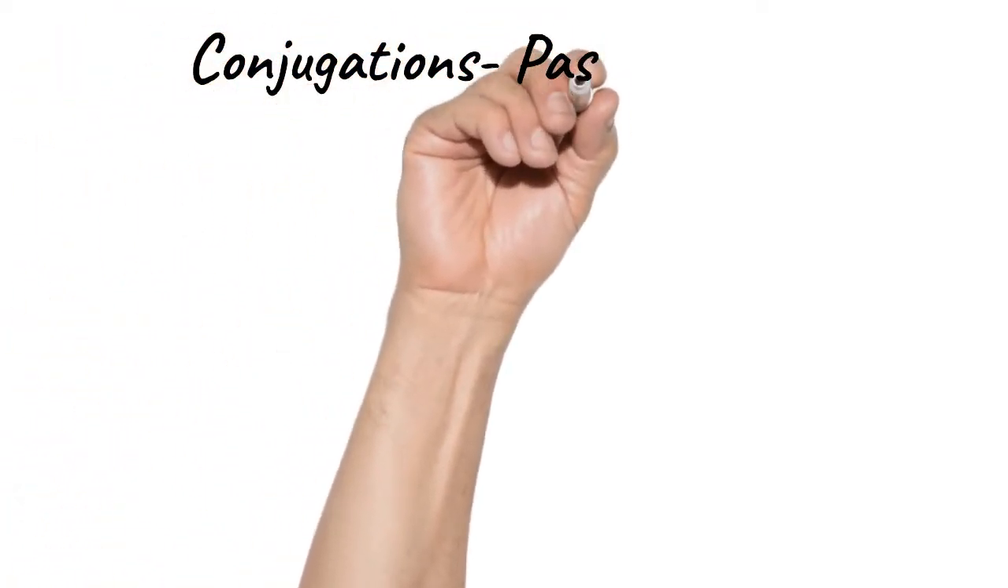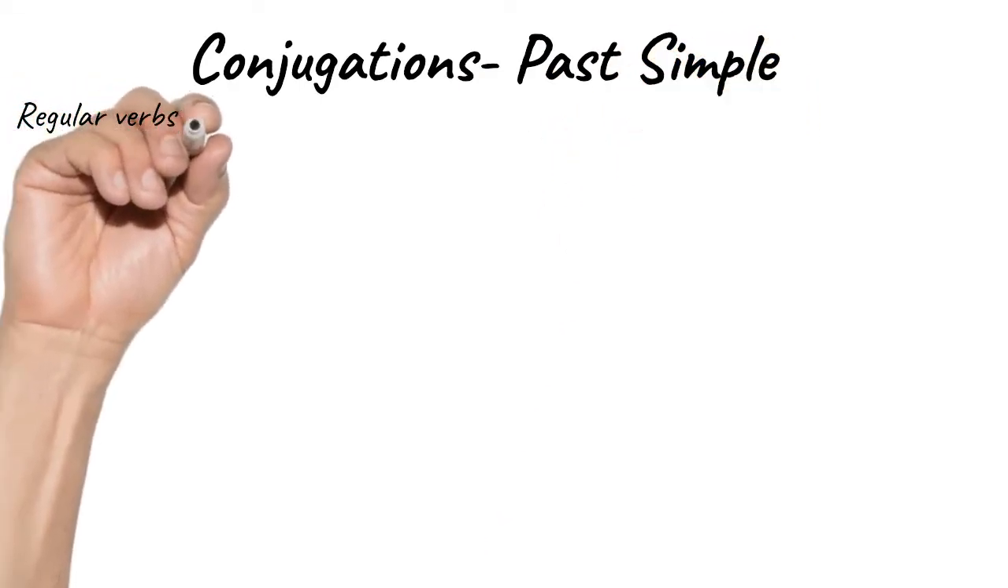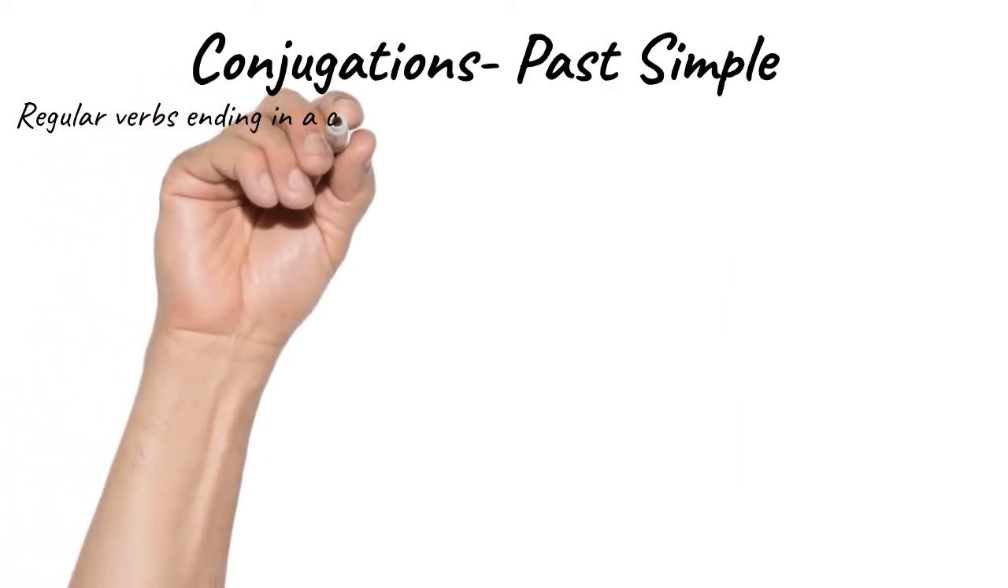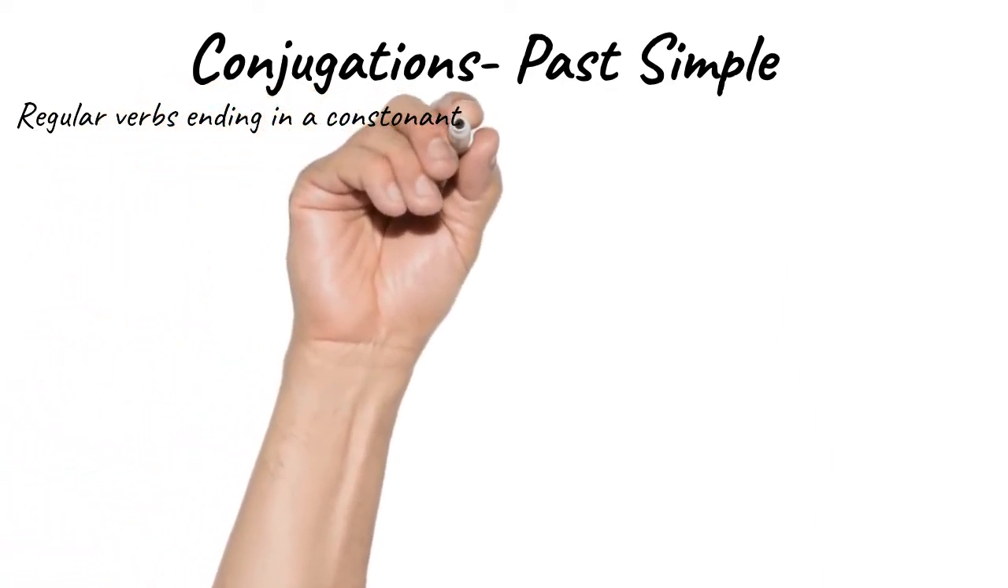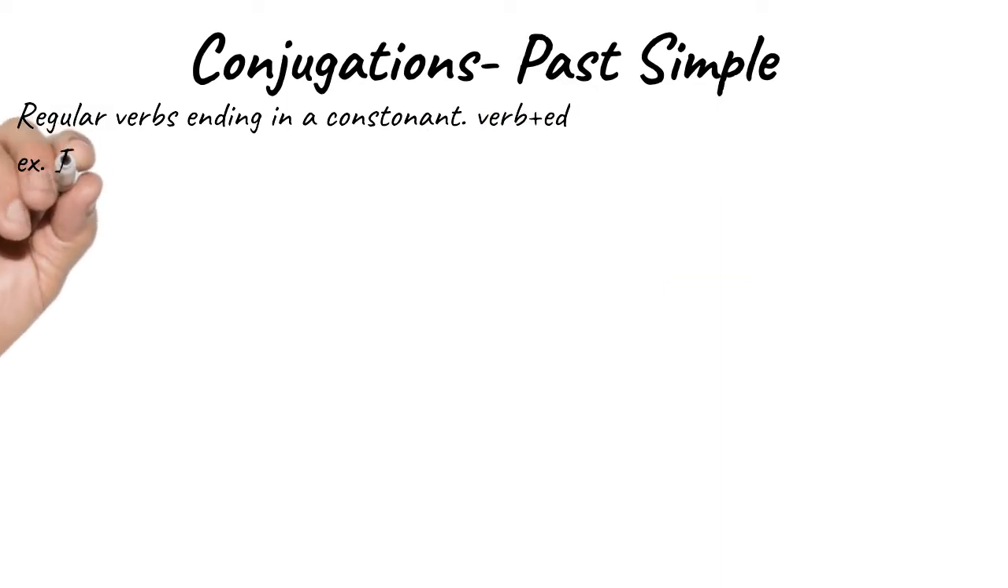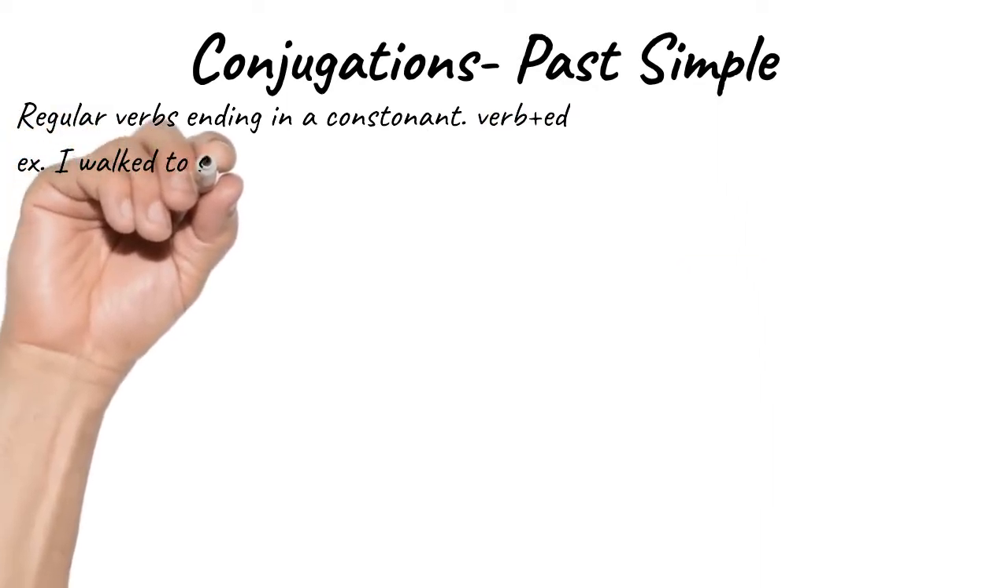Conjugating the past simple, it's very easy. Regular verbs ending in a consonant, we just add ed, the verb plus ed. For example, walk plus ed creates walked. I walked to school this morning.